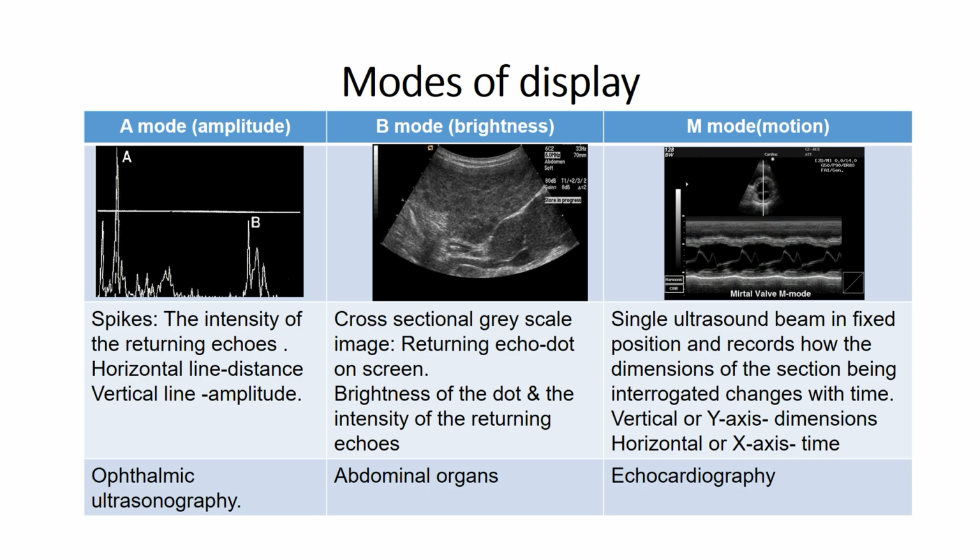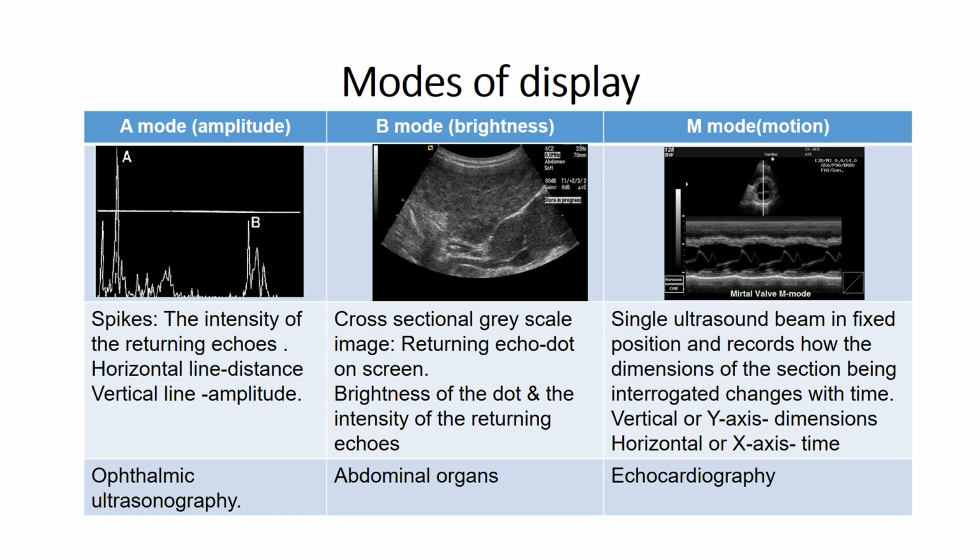In ultrasonography, there are 3 modes commonly used. The first mode is amplitude mode, or A mode. This was used a very long time ago, when ultrasound was first discovered.